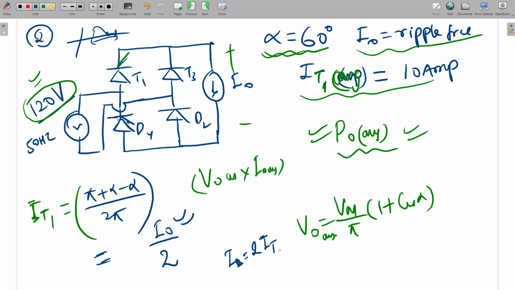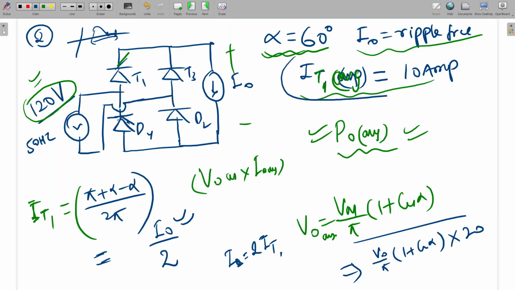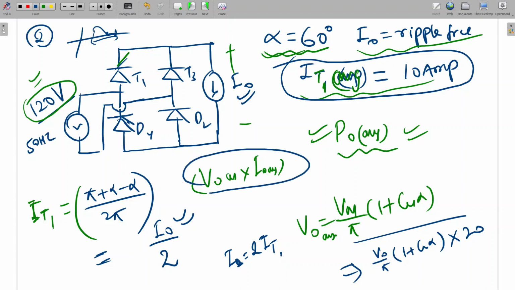Is it clear? Yes, sir. 20 amps that one. So that 20 we have to multiply here. Okay. Vm by pi, 1 plus cos alpha, into I naught. I naught will be 20. So first we will see the information what is given. From that we can calculate the output current, and output power will be V naught average into I naught average. Okay. Is it clear? Clear to all? Yes, sir.